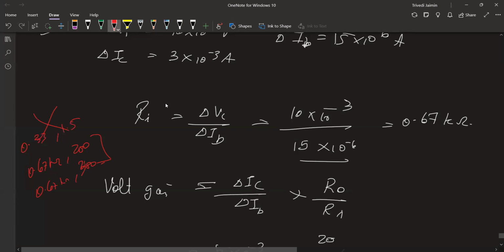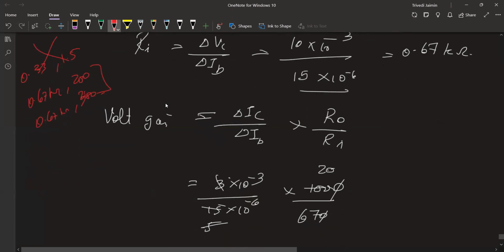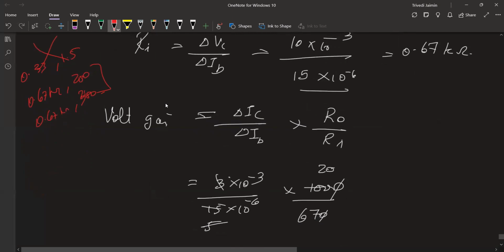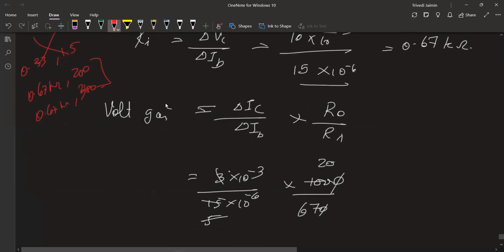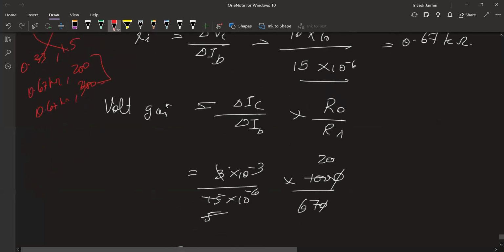So if we are getting more than 250, then choose the third option. If you're getting near to 200, then choose the first option. What are we getting here? 20. Sir, second option. Are we getting 200? Yeah, approximately.